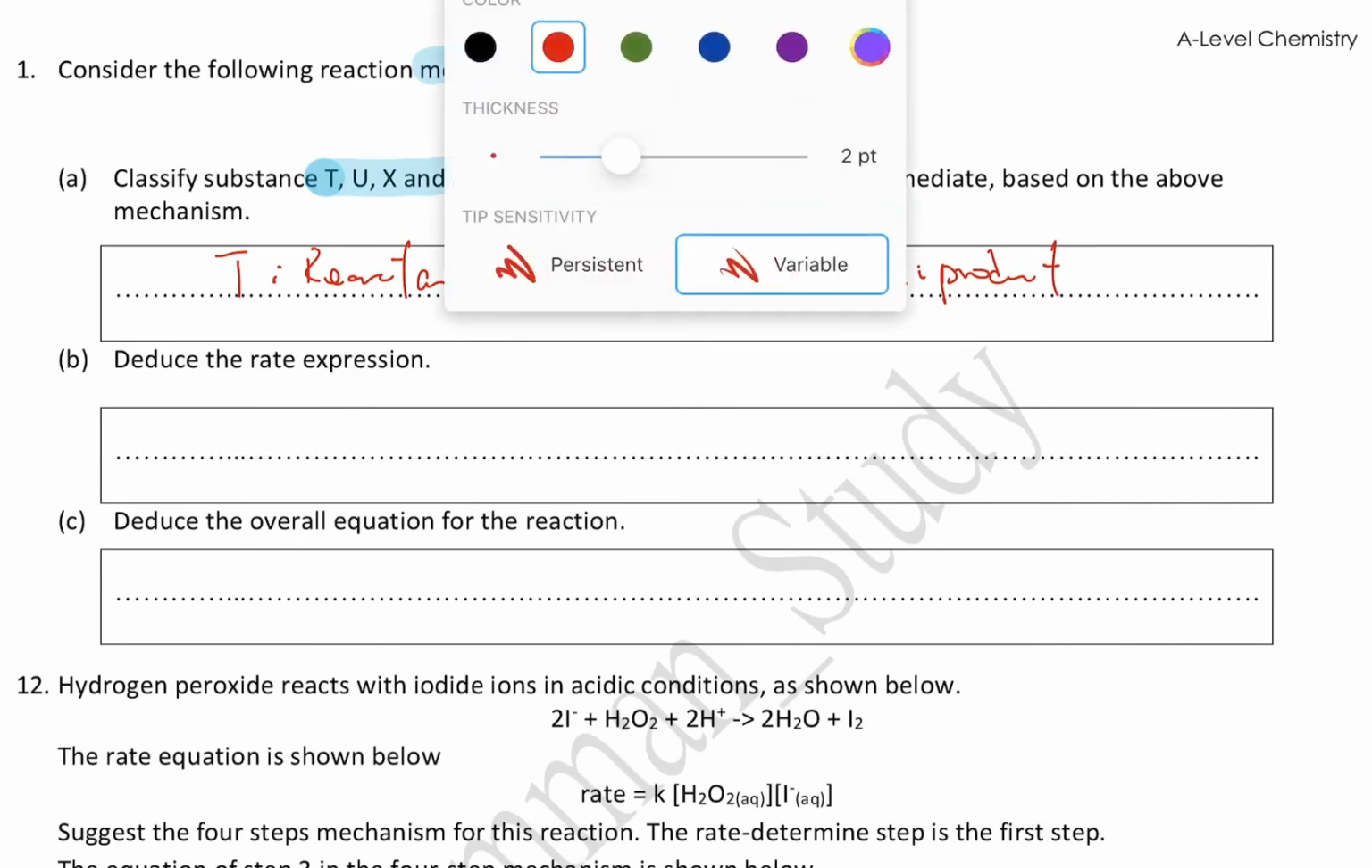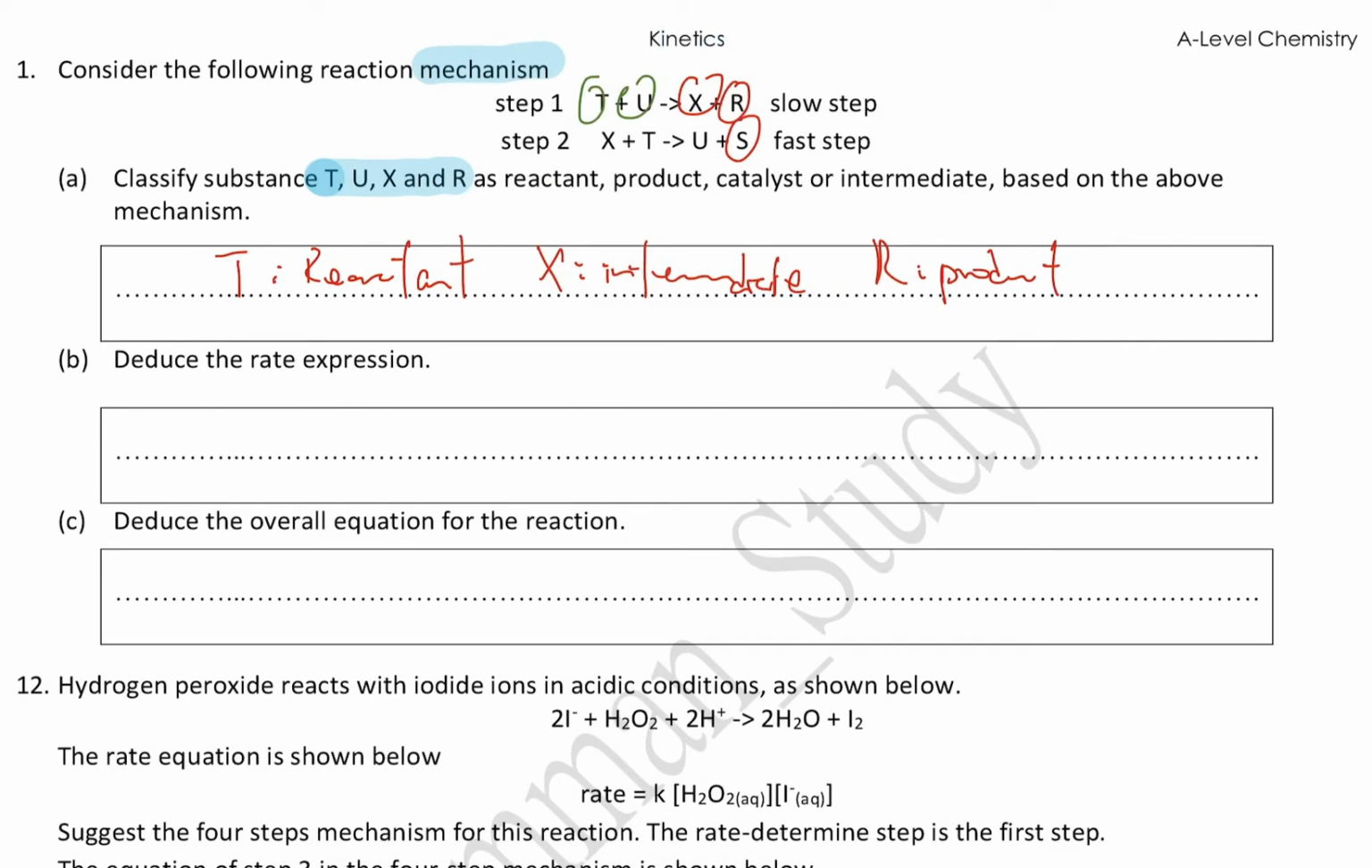Now, U is quite similar to T, because both of them are on the left-hand side. Then why do we say U is a catalyst? Because U is used, but then it is formed again in the second step. So technically, it is not consumed in the overall reaction, which is a characteristic of a catalyst. A catalyst can increase the rate of reaction, but itself is chemically unchanged. If chemically unchanged, that means it is not reacted in the reaction. So U will be the catalyst.